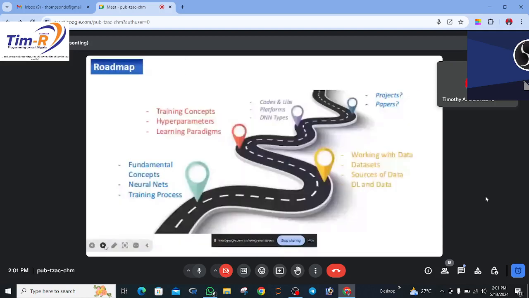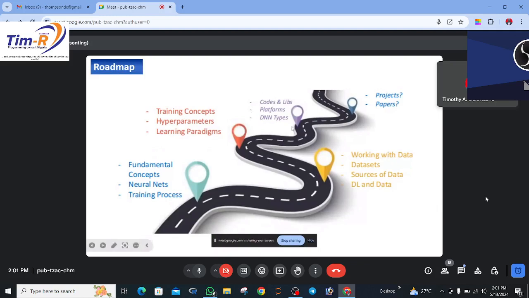So what I was trying to say in the last slide is that this is the roadmap we are following, and the roadmap is very simple. We already talked about the fundamental concepts, neural networks, and the training process, and we have looked at some examples. We talked about working with data, different types of data such as images, audio, videos, and so on. We looked at the sources of data for deep learning. Today we talked about training concepts, hyperparameters, and learning paradigms. We said we have the supervised, unsupervised, and reinforcement.